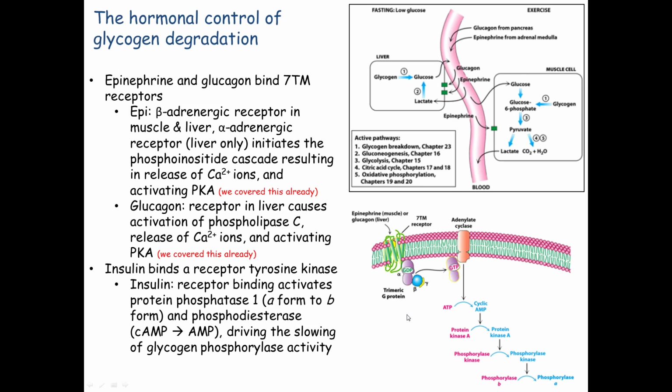So as soon as you get an epinephrine molecule binding to a muscle cell or glucagon to the liver cell, we release this cascade of events, so protein kinase A and the release of calcium, all activating it to turn on the degradation of glycogen. Why does that make sense?